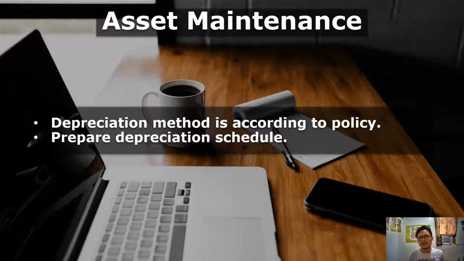Asset maintenance, there is very little to discuss here. That is on depreciation lang kasi. Just make sure that the depreciation method is according to what the accounting policy of the company is. And then of course, depreciation schedule will have to be prepared periodically depending on the need of the company. Pero of course, annual reporting is always required.